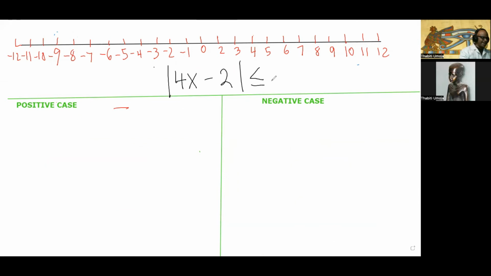Okay, I'm actually going to do one more, and then I'll let you guys work some out yourself, because this is done a little bit different. I want to make sure we're on the right page. So we're going to do the same thing we did before. For the positive case, we're just going to remove the brackets here, and we're just going to work it out like a basic equation. So 4x minus 2 is less than or equal to 10, or inequality, excuse me.